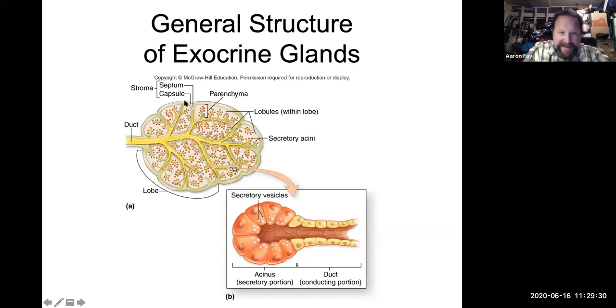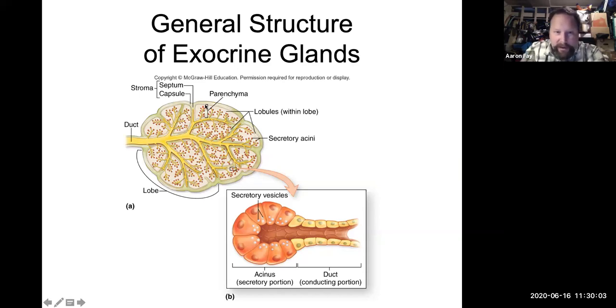Bits of that capsule dive down deep and subdivide the gland. Those subdividing structures made of stroma are called septum. The word septum literally means a divider, a thing that divides. So this specifically would be capsule, and that part right there specifically would be septum, but they're both considered stroma. It's usually made of a fibrous material and provides just the structural foundation for the gland.